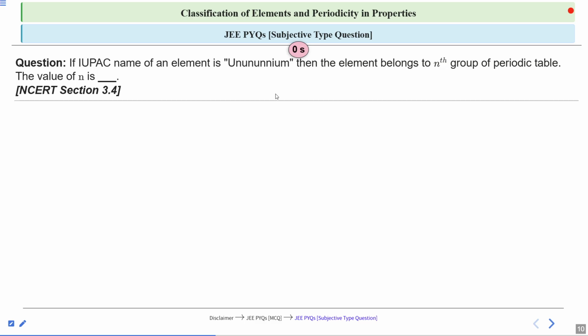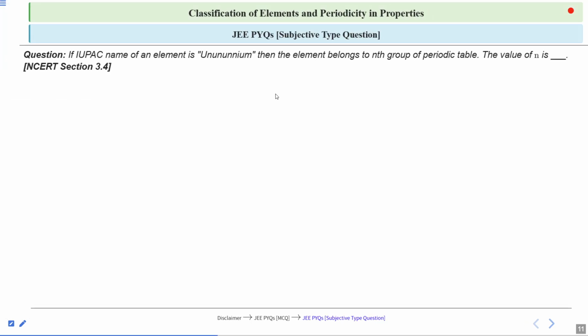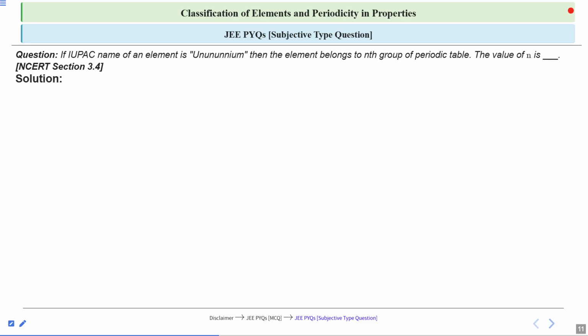So what will be the correct answer? It will be n is equal to 11. Okay, so let us see how it is possible.